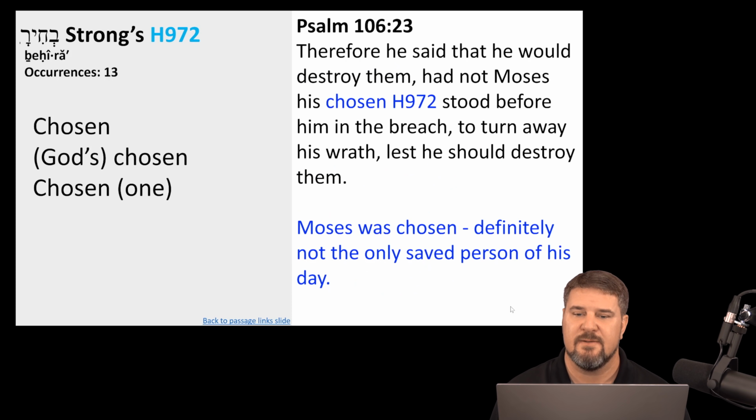In Psalm 106, verse 23, "Therefore he said he would destroy them, had not Moses his chosen stood before him in the breach." Moses was chosen, definitely not the only person saved of his day.